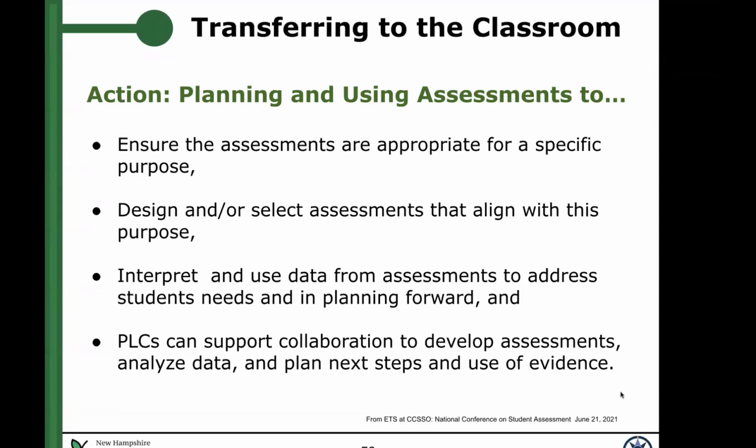And this is where PLCs within the team, within the content area, however they're arranged in your school, can really help support and collaboration to develop the assessments, help you look at the data. Are you seeing the same things across the board in different areas with the same students, or are there clusters that you need to relook at or replan a lesson for?